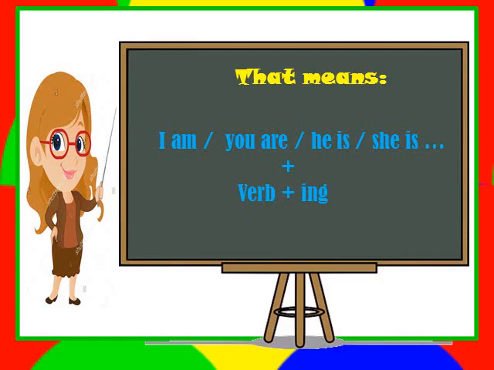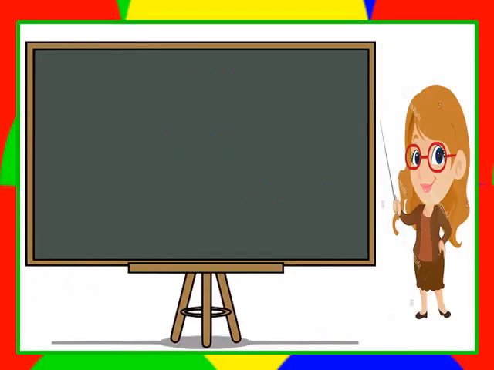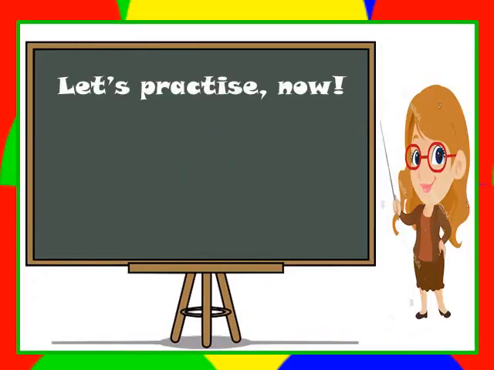So what we have to use is the verb to be, which is of course, as I told you before, I am, you are, he is, she is, etc., plus any verb plus the ing. Is that clear? So let's practice now. And let's try to discover what are these people doing. So let's pay attention to these pictures and try to give me the sentences using, of course, the present continuous.